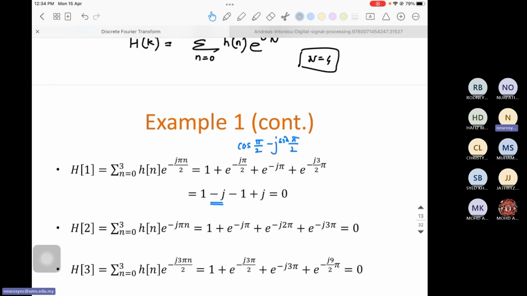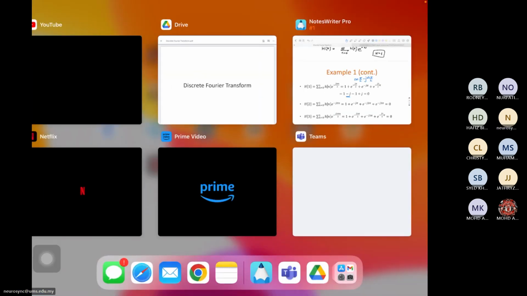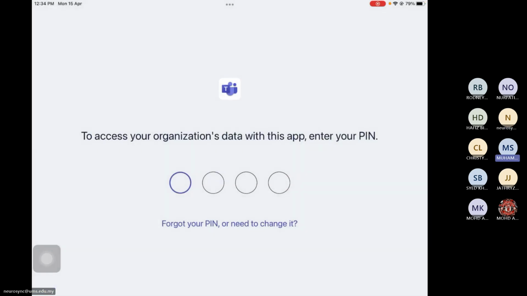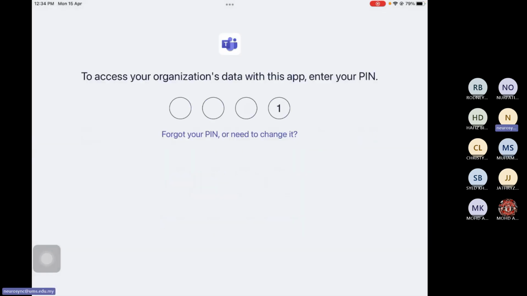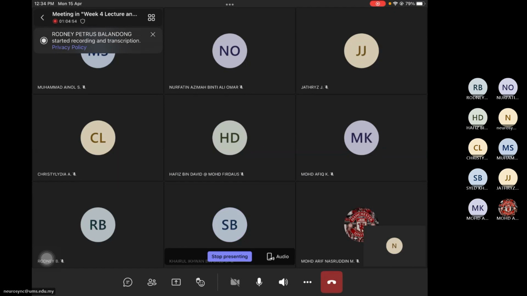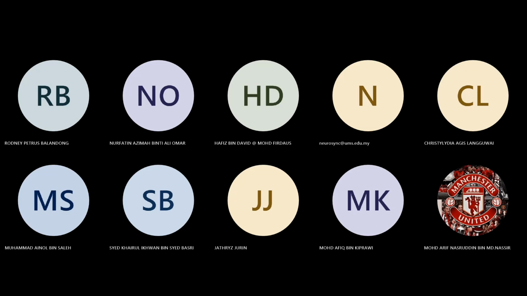Do you have any doubt today? So far, still okay? Have you understood how to solve DFT and inverse DFT? Please read this topic from the book, and if you have any doubts, then you can ask me in the tutorial session.